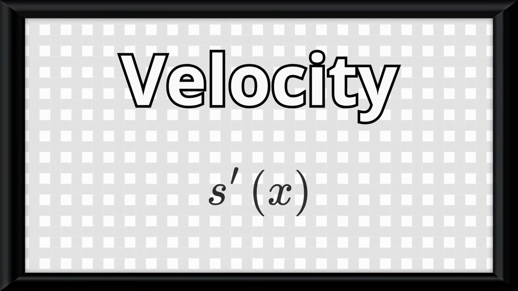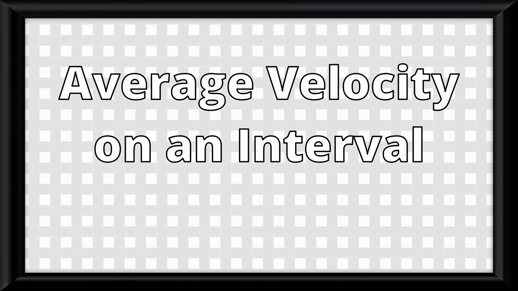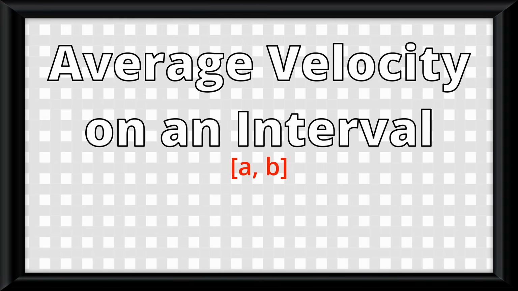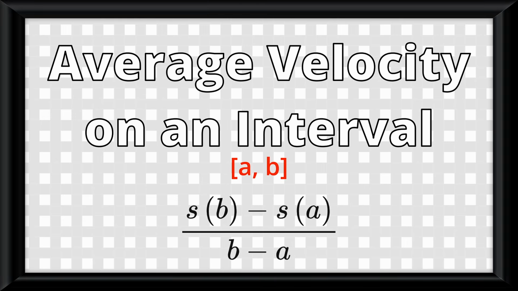Average velocity on an interval— wait, pause for a second. What is velocity? Well, velocity is the first derivative of position, meaning average velocity is average rate of change, which means average velocity on an interval is just the average rate of change formula.